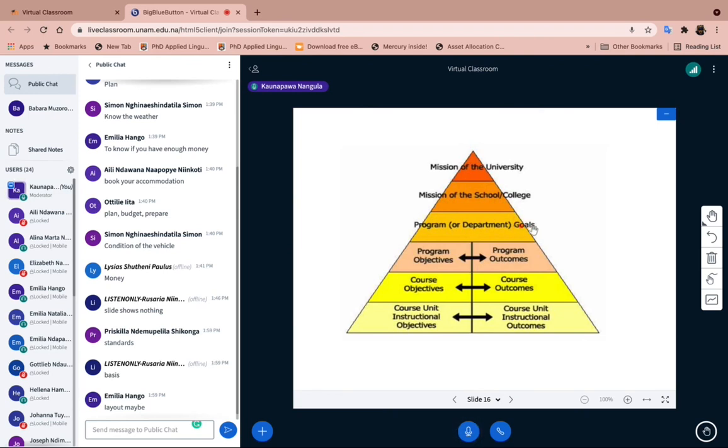We have goals for each department. And then we have program objectives and outcomes. Objectives and outcomes are used interchangeably, and that's why they fall under the same level of hierarchy. And then course objectives, or course outcomes. Course unit instructional objectives, and then we have instructional outcomes. And you will see that at the top, whatever is stated is more general, and when you come here at the end, that's where specificity happens. The instructional objectives are more specific than, let's say, a course outcome or objective.